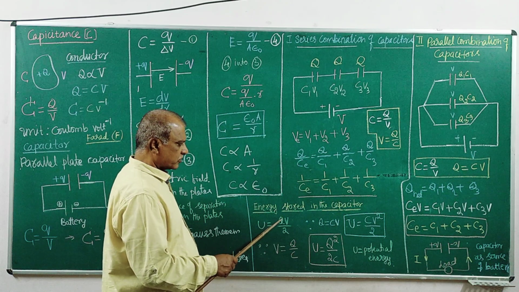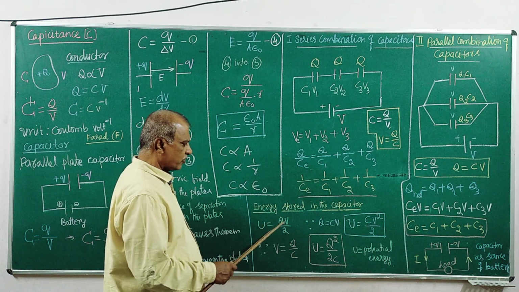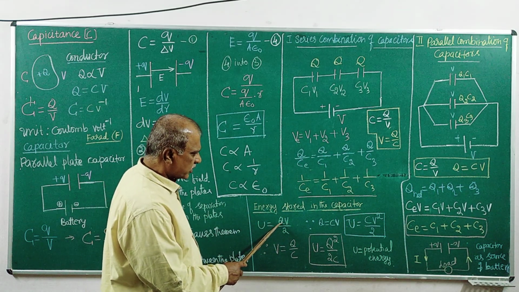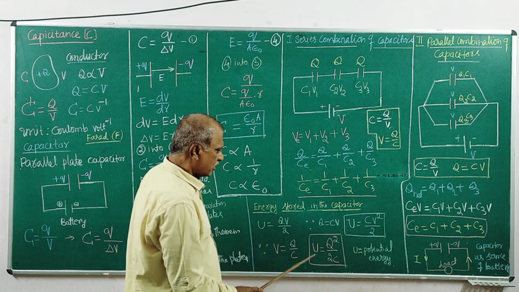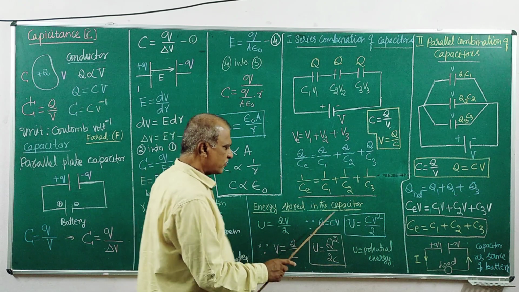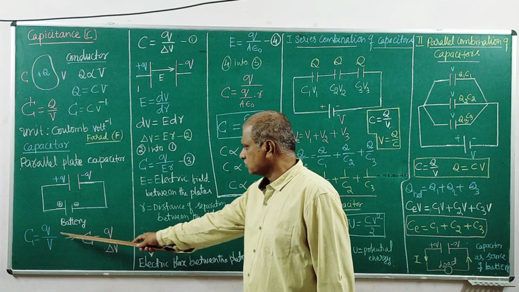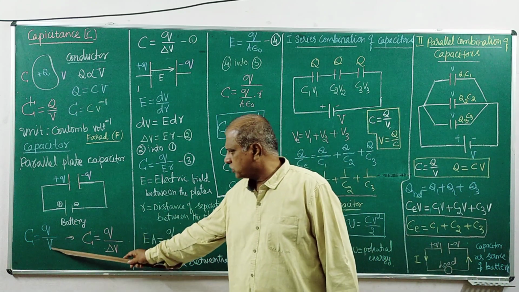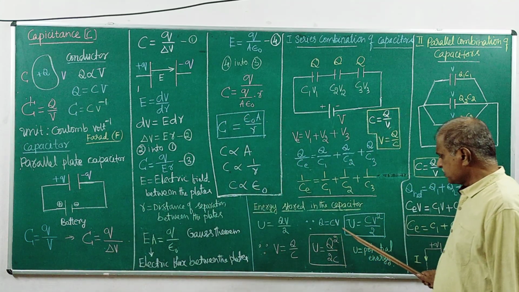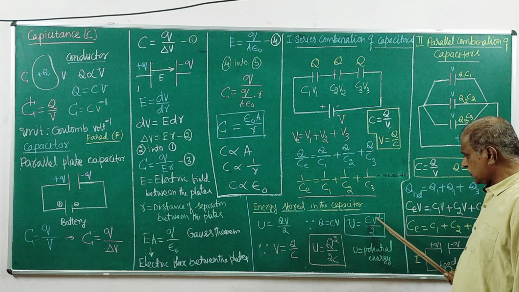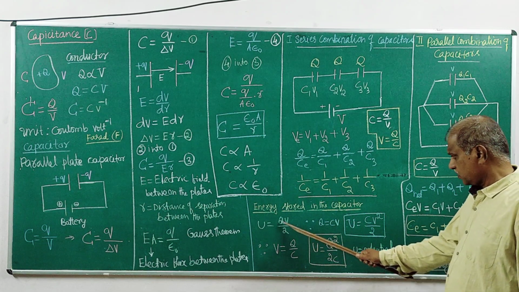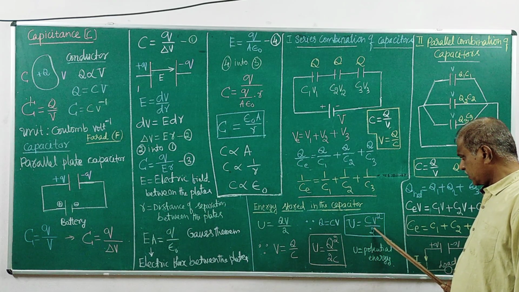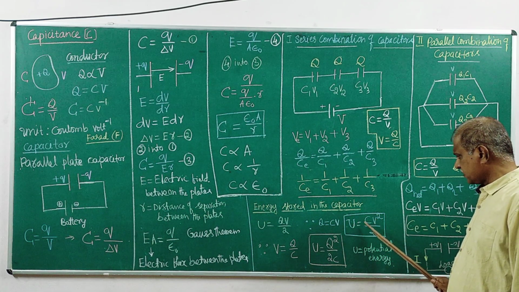So it is in terms of Q and V. We can rewrite this in terms of only C and V. Substitute for Q using the definition Q is equal to CV. So U becomes C into V, CV square by 2. That is U in terms of C and V.